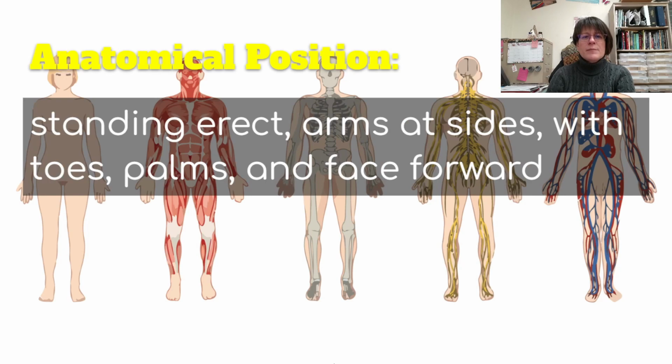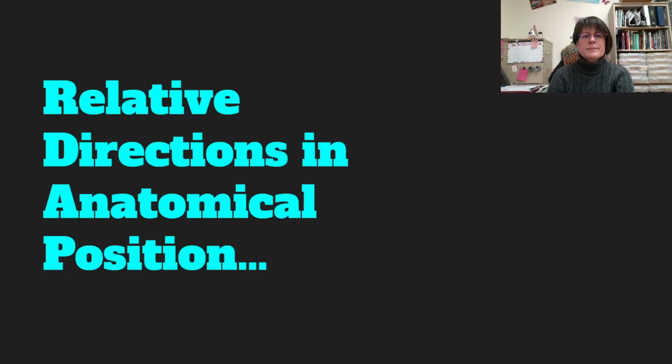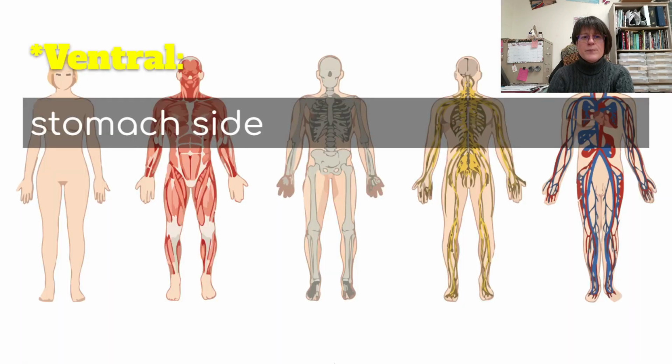When we study anatomy, we'll be talking about anatomical position. This position, when we're looking at the human body, when we are dissecting the fetal pig, is standing erect, arms at sides, with toes, palms, and face forward. So let's talk about some relative directions that are important in anatomical position that you need to know.